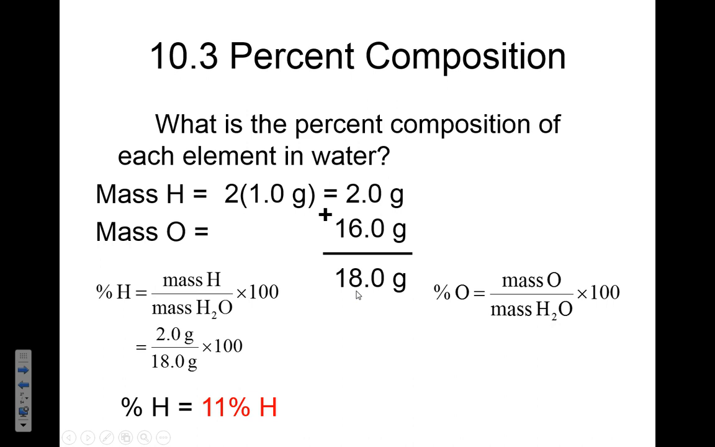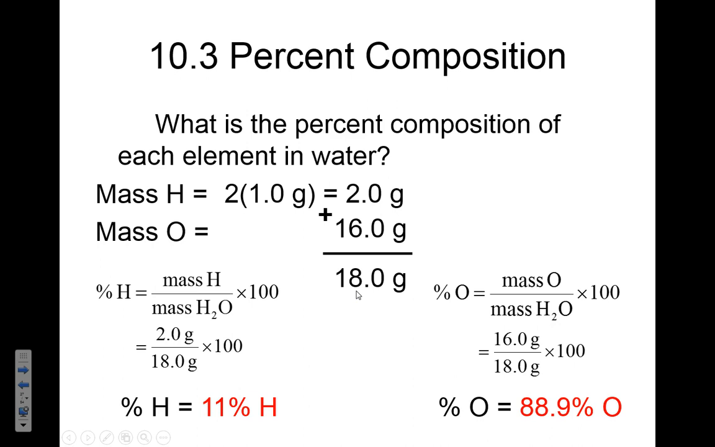So mass of oxygen, 16.0, mass of water, 18.0, 16.0 over 18.0 times 100. Now I've got everything with 3 sig figs. 16.0 and 18.0 have 3 sig figs. 100 is an exact number, so that's unlimited. Now I get to round this one to 3 sig figs, and I end up with 88.9. Now 11 plus 88.9 equals 99.9. That's essentially 100% to within rounding. So that's a good double check that I did it right.